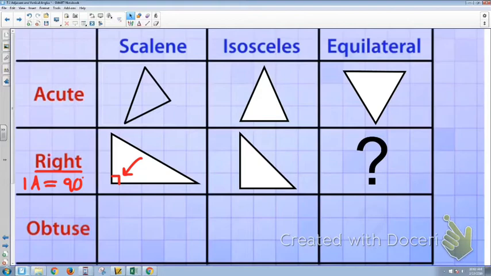And this one happens to be a right scalene because it has three side lengths that are different, as well as three angles that are different from one another. So a right scalene triangle is a triangle with one 90-degree angle and the other two angles different from one another, and all three side lengths different. Let's move on to the isosceles right triangle.